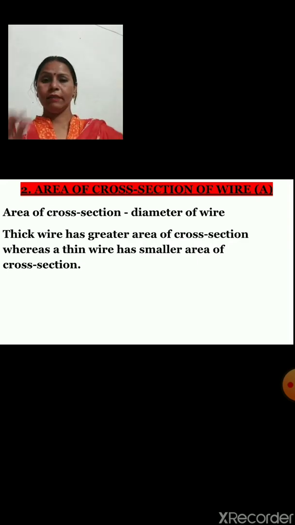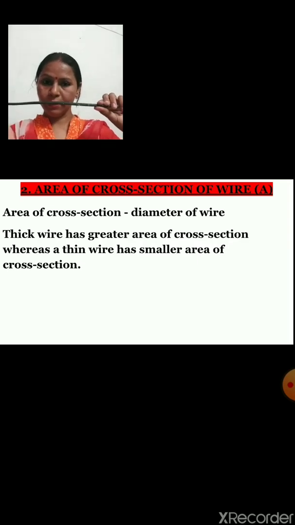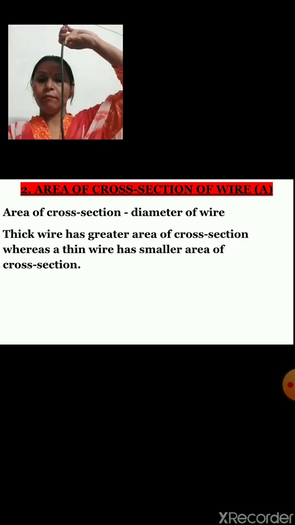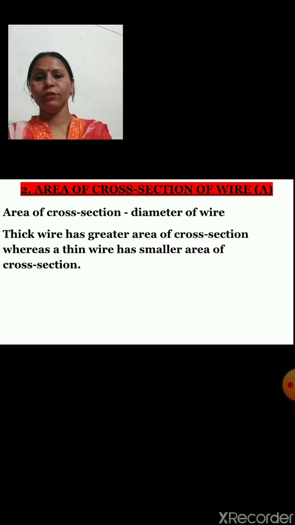And if I am taking this thick wire, more diameter, thick wire, more area of cross section. So a thick wire has more area of cross section. So in this way you can learn: thick wire, more area of cross section; thin wire, less area of cross section. So we can continue now.